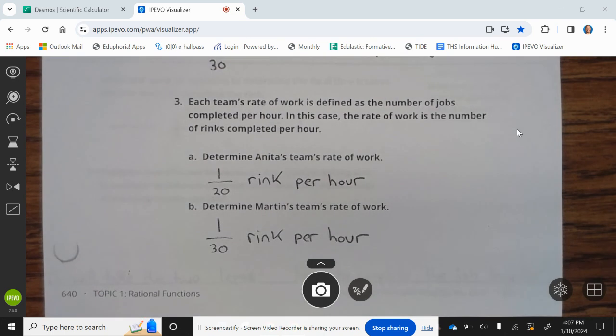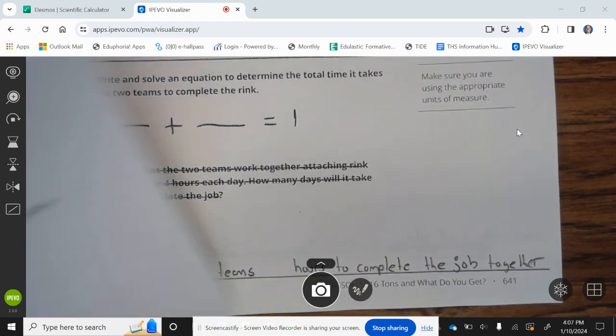3. Each team's rate of work is defined as the number of jobs completed per hour. In this case, the rate of work is the number of rinks completed per hour. A. Determine Anita's team's rate of work, which is 1/20 rink per hour. B. Determine Martin's team's rate of work, which is 1/30 rink per hour. All right, let's take a look at the next page.